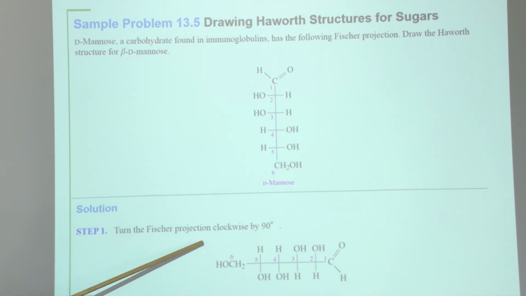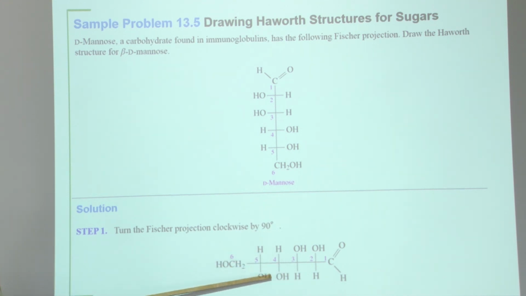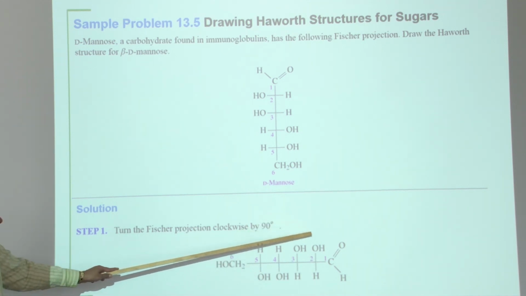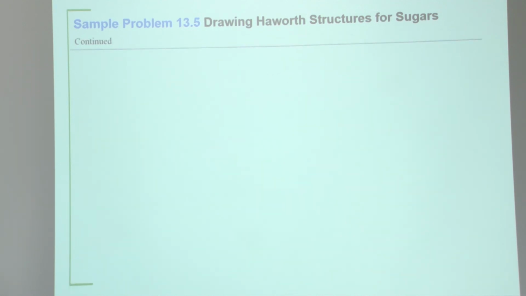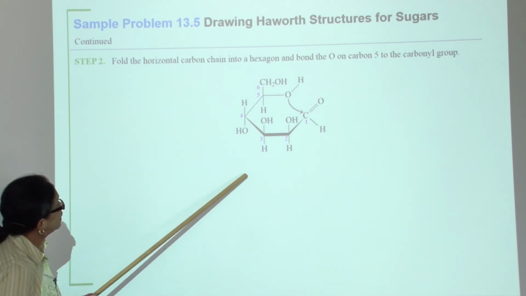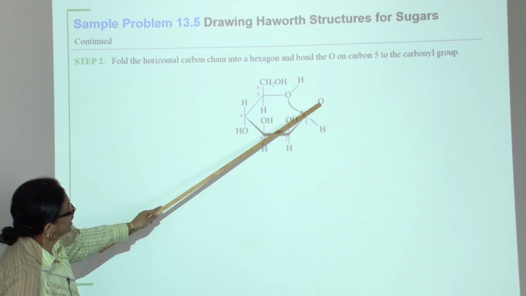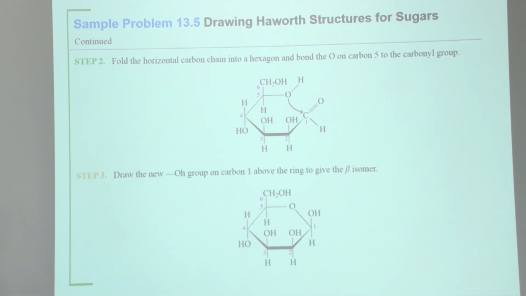So turn the Fischer projection clockwise. Then take this OH and fold the molecule and connect the O to the C by folding the molecule this way, creating a hexagon. So fold the horizontal carbon chain into a hexagon, and you bond the O to the carbonyl group. The OH goes here.